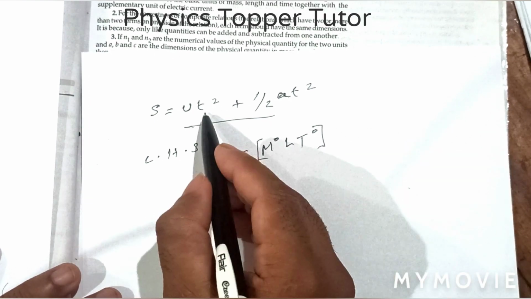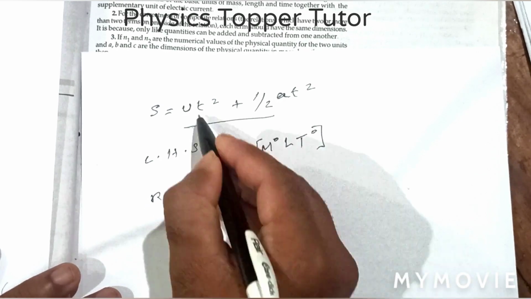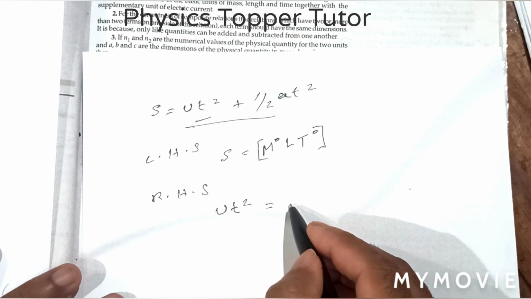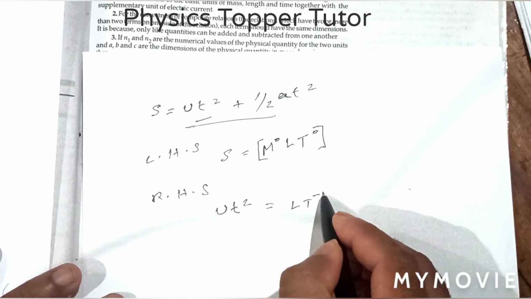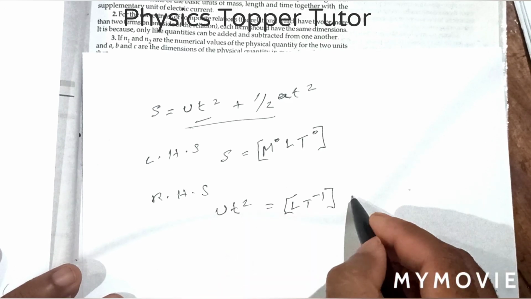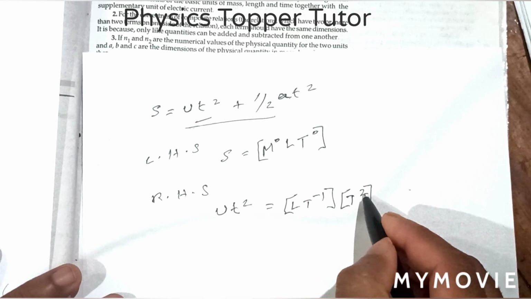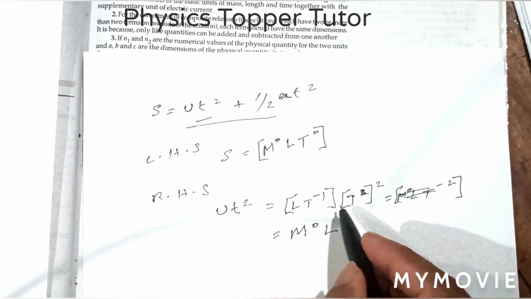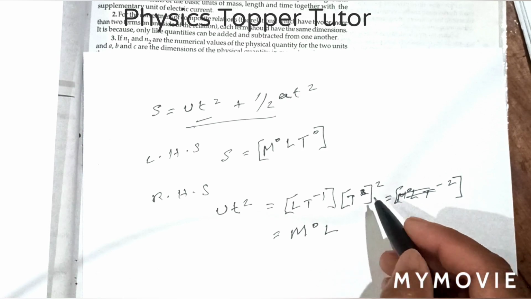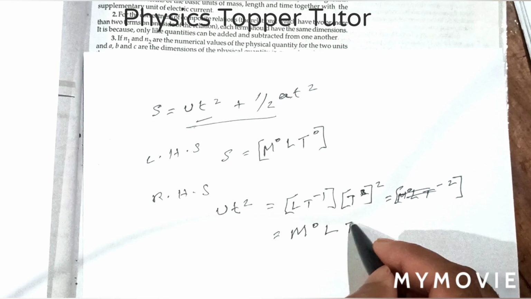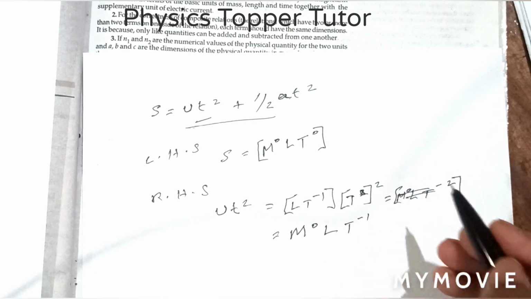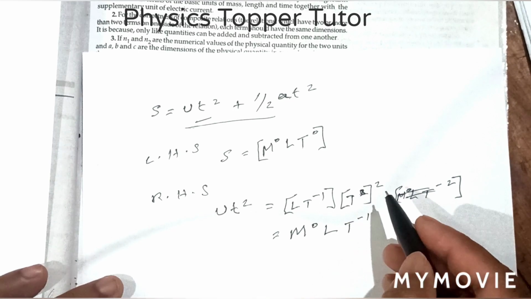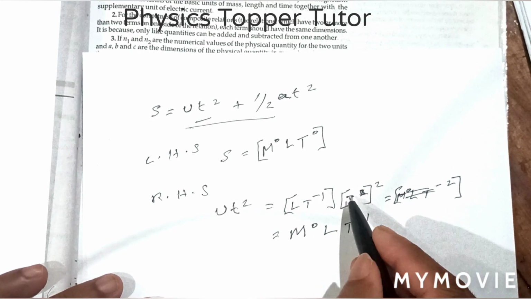Now what about the right hand side, the first term, u t squared. Here u is velocity, that means distance by time. And what about t? T squared, time squared. M to the power 0, L, and for time, minus 1 and 2, the T power will be minus 1 plus 2. We should not multiply the powers here if they are in different brackets; we should add them. Minus 1 plus 2 means plus 1.